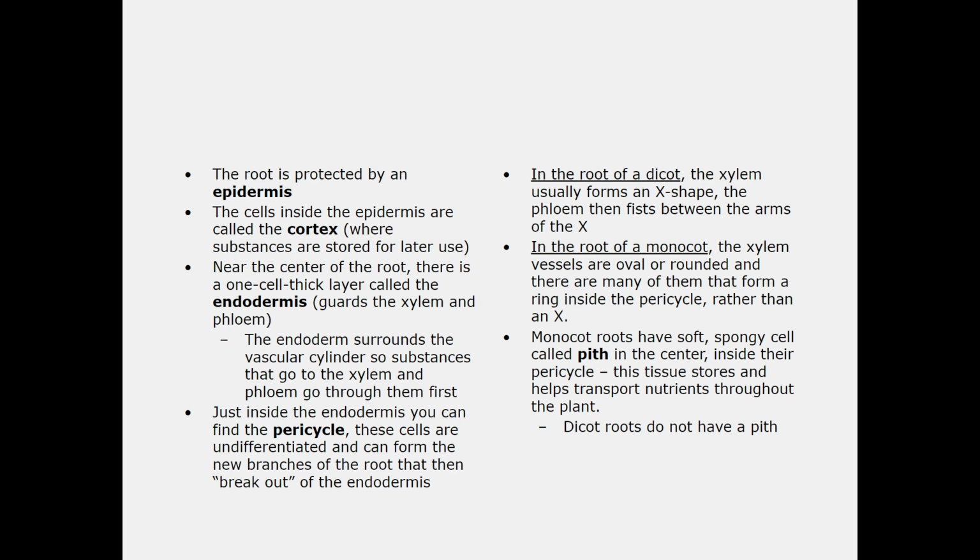Again, in the root of a dicot, the xylem forms an X shape. In the root of a monocot, the xylem forms a circle, or many ovals or kind of rounded structures. So that's a big difference between monocot and dicot xylem and phloem, and we're specifically looking at the roots. We find in the monocot there's a pith, or spongy cells in the center. And inside them, the pericycle would be located. We never see a pith or these spongy cells in the dicot.